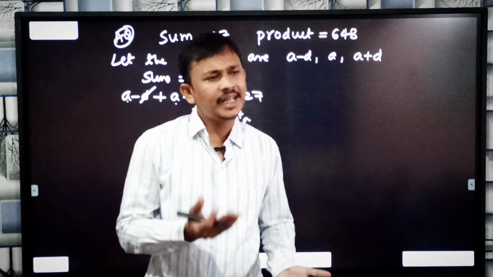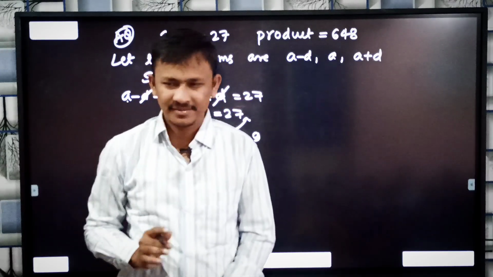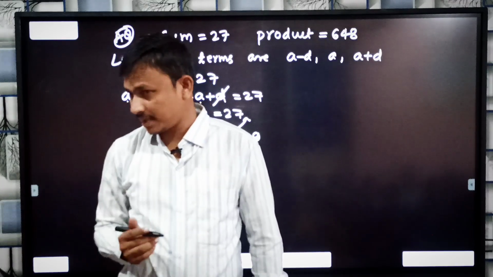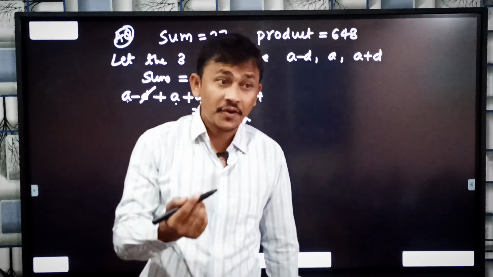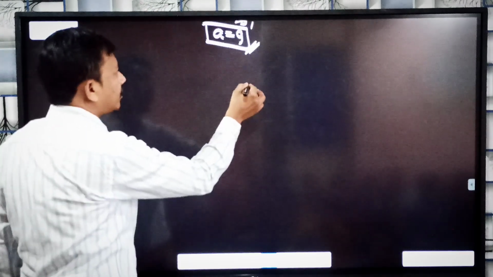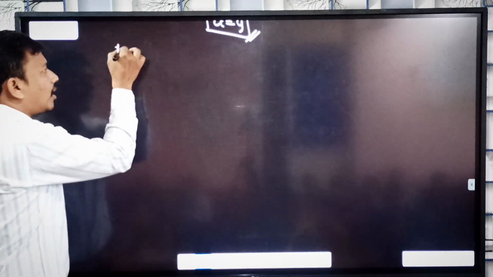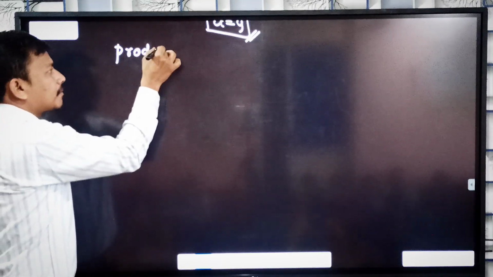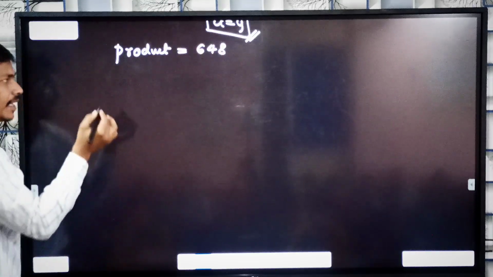What we need to find out? d value. If we get a and d, these are the numbers. Understand? Okay. Sum is equal to 27. Product is equal to 648. Let's take that now. Next what we need to take? Product of the 3 numbers. Product is equal to 648. What are the 3 numbers?